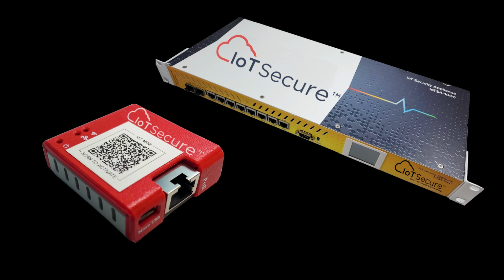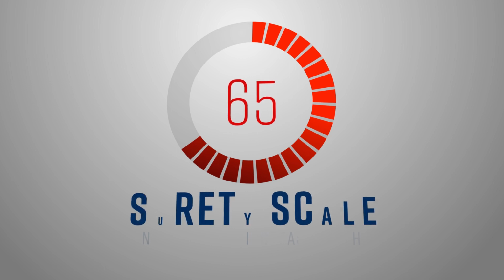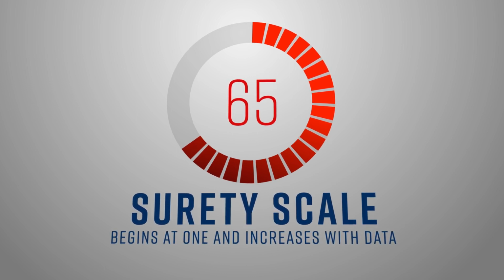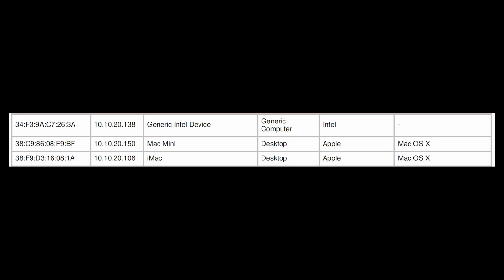Our scanner only tests devices in an iterative fashion. For example, when we identify a new device, all we initially know is the IP and manufacturer of the NIC. So it is rated at a 1 out of 100 on our database surety scale. You'd see it reported as a generic Broadcom device or something to that effect.